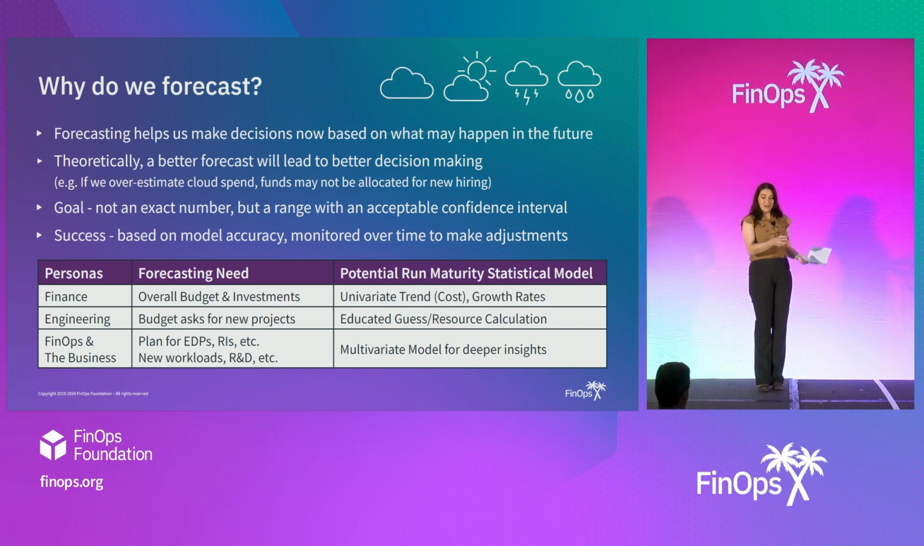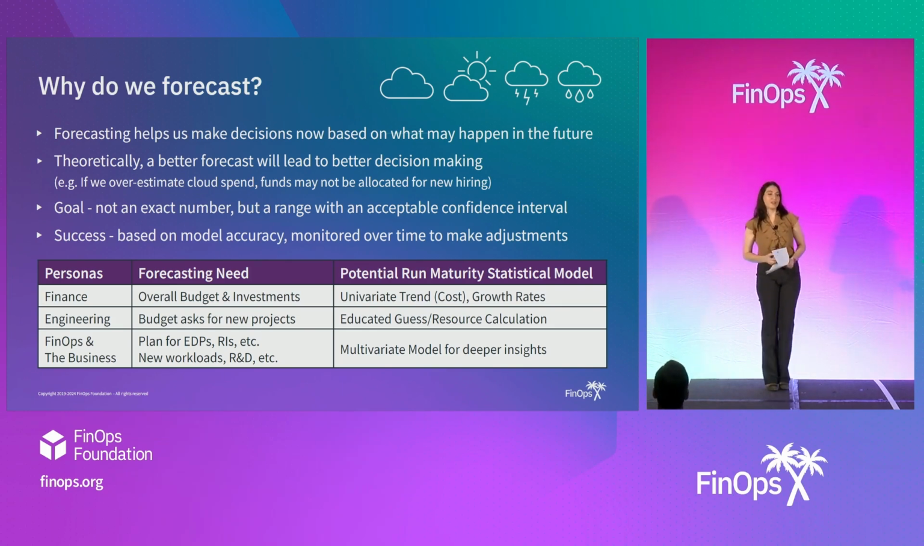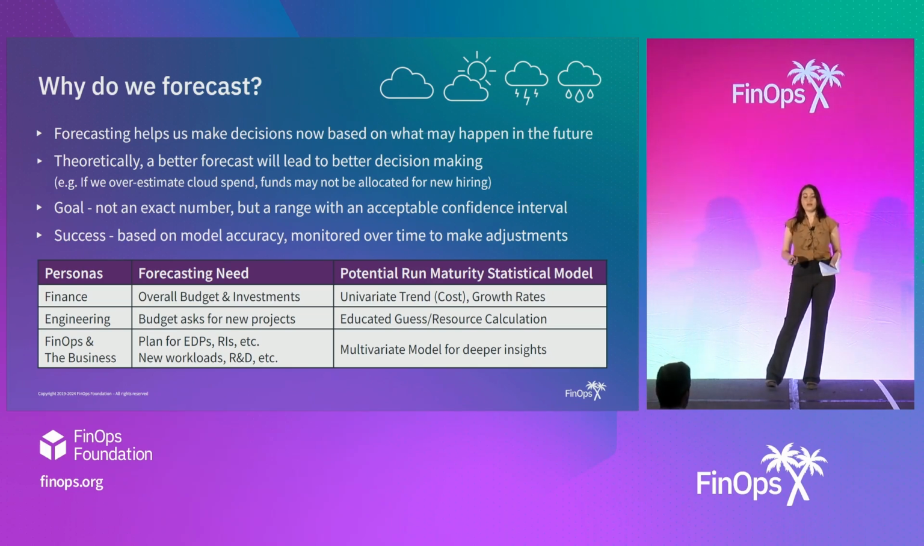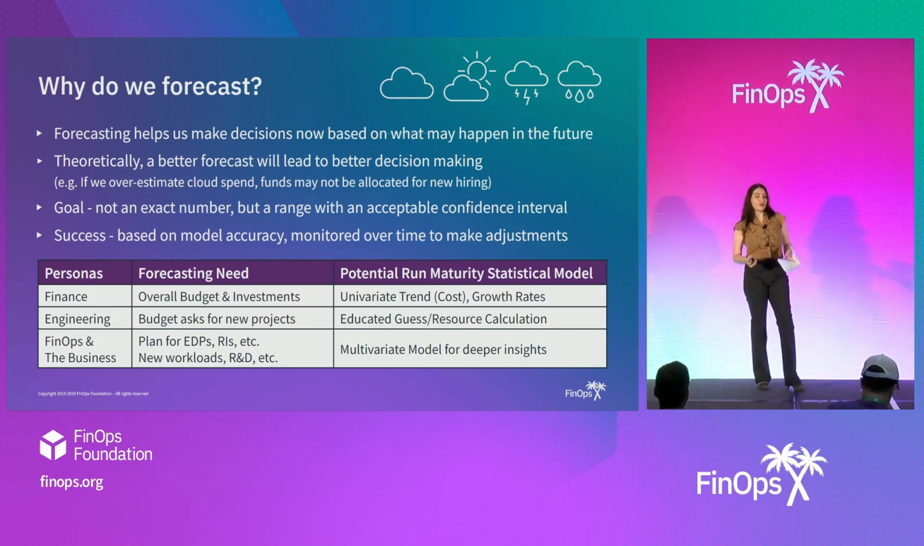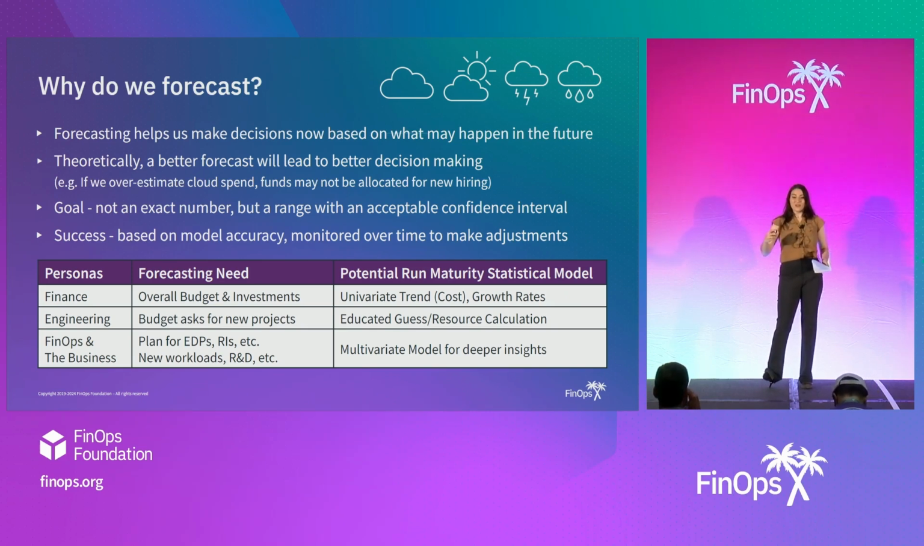And so I've outlined a couple of the personas here from my perspective of how I think FinOps should interact with forecasting and data science. So from a finance perspective, they're most interested in the overall budget, and so they'll be looking at cost as a single variable and maybe adding some growth rates to that. And then on the engineering side, they are most interested in asking for budget for next year for new projects, and so they might be making some educated guesses about the resources that they'll need and doing some calculations based on that. And I would say that this falls into the area of better planning, so that if you get a better baseline, you can improve on this area as well.